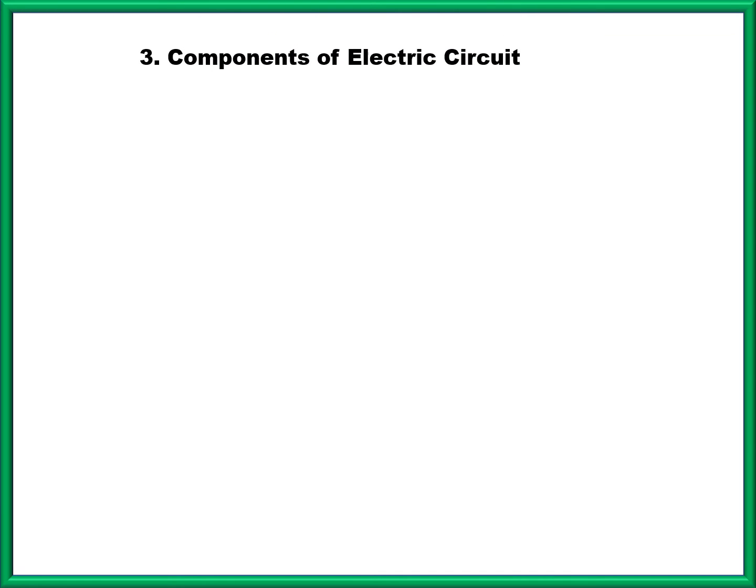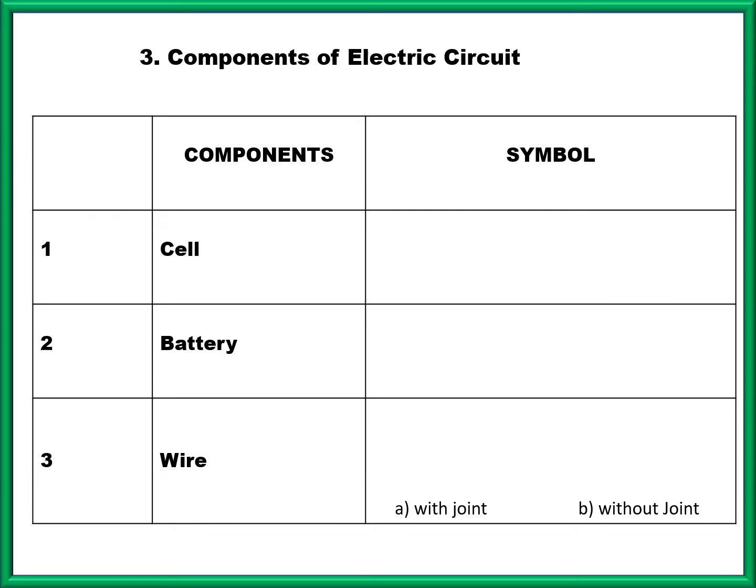Third point was components of electric circuit. So I had shown you electric circuit earlier on, but to draw an electric circuit, we first should know the components of electric circuit. Let's see what are the components of an electric circuit. See, in this table, we have written the components, and the symbols that we are drawing here. First, you see cell, then battery, wire. Wire we have with joint and without joint. Some wires we will have to join, and some wires will cross without joining. And we will see what are the conventional symbols that we use to represent this.